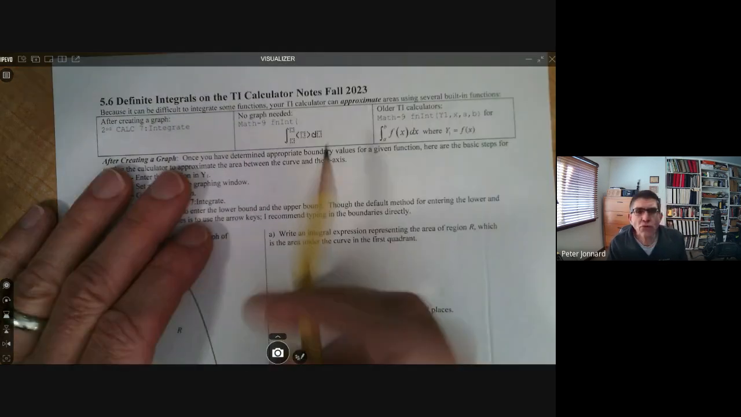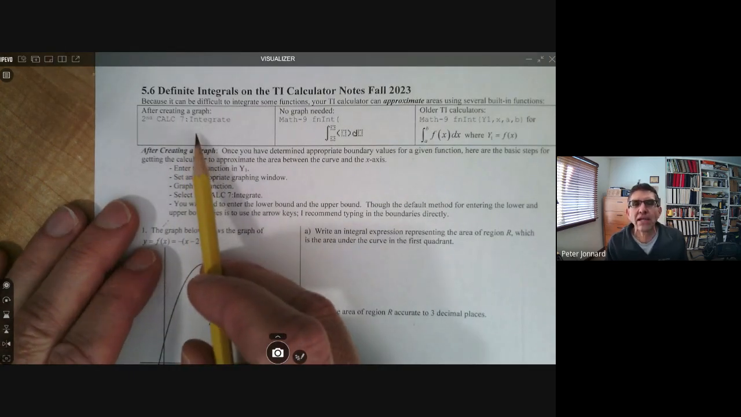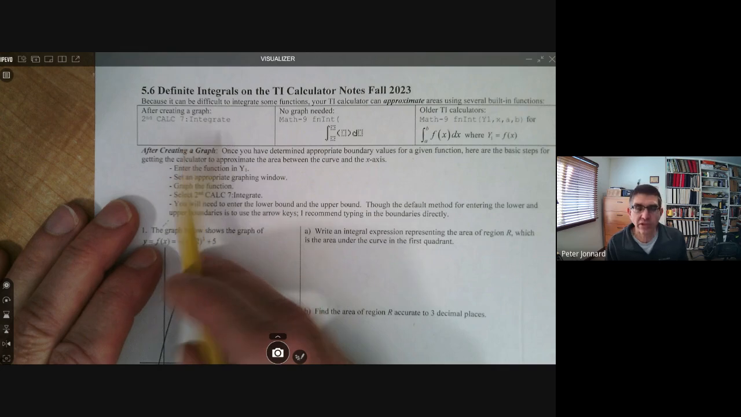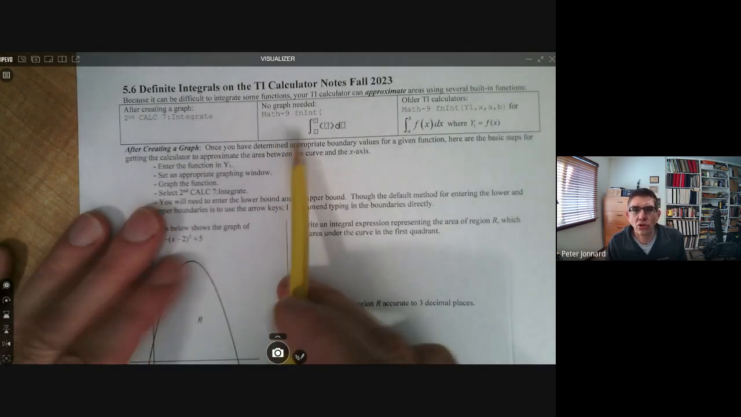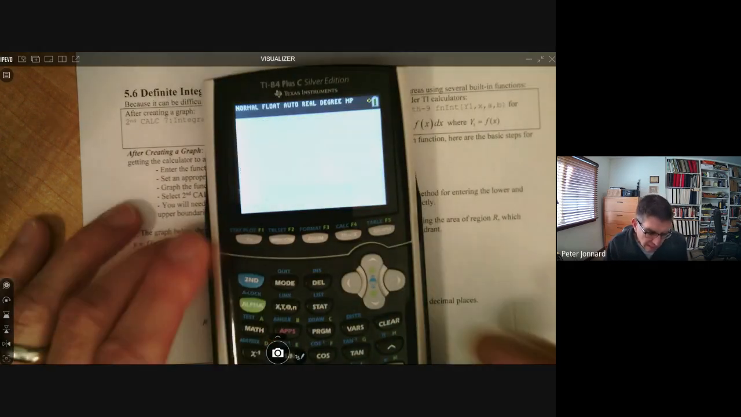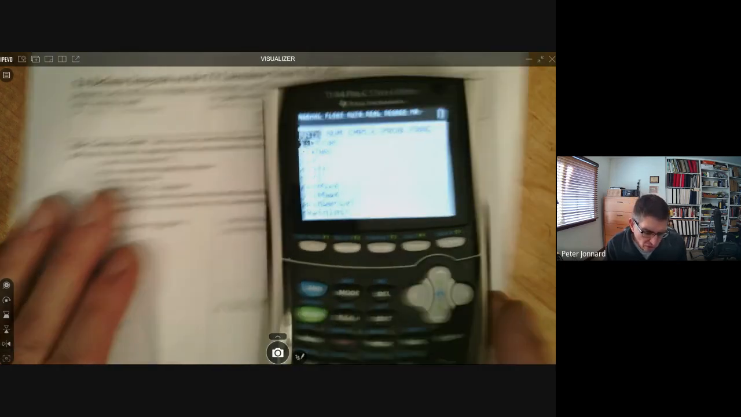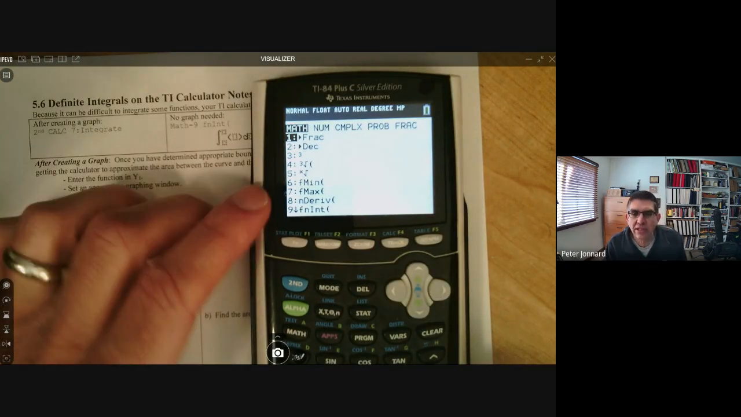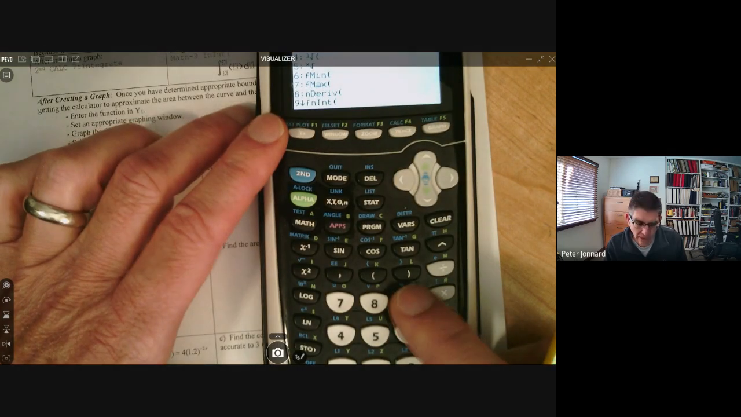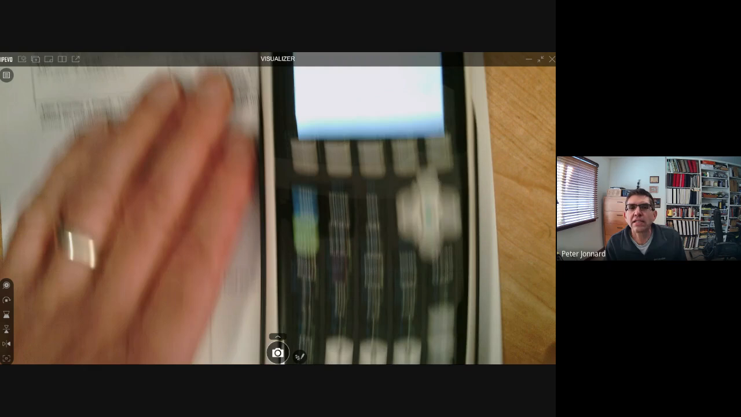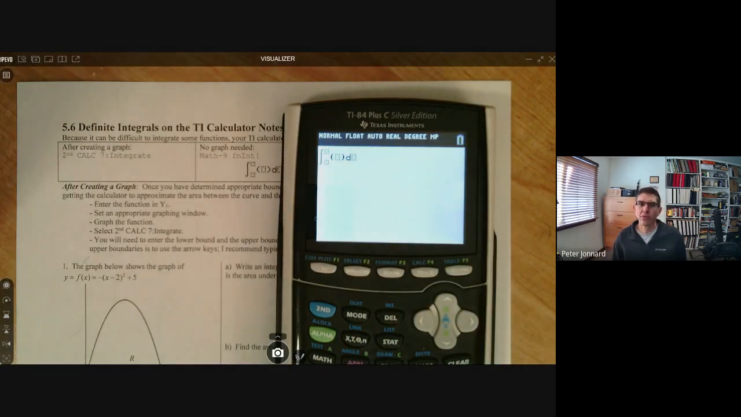Okay, the limitation of this is that if your window is not set up correctly and you try to integrate, you often will get errors because it cannot integrate something that's not on the screen. So to avoid that, you can do no graph needed at all. You can just type in math 9. To get down there in one step, I'm just going to click the button 9 on the calculator right here, instead of going down using the down arrow. And then you can type in whatever function you want.